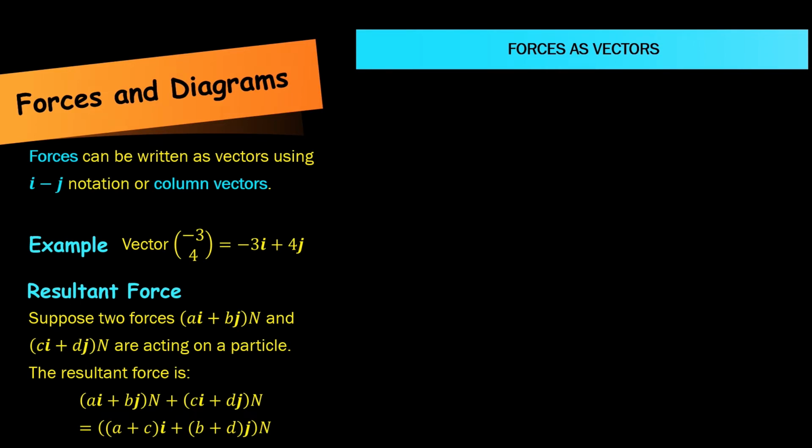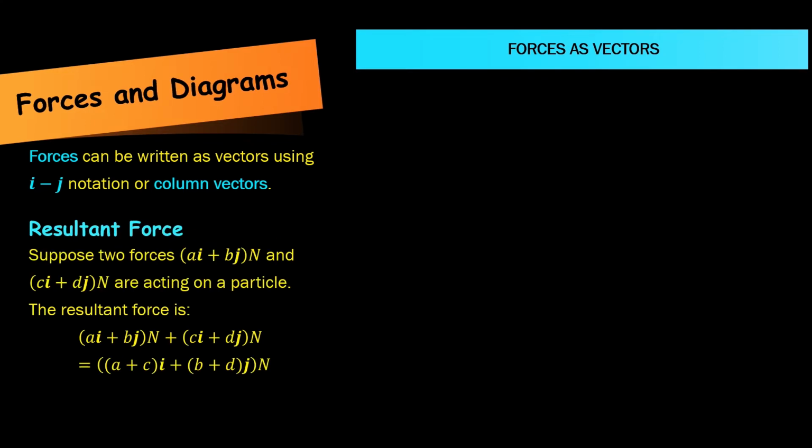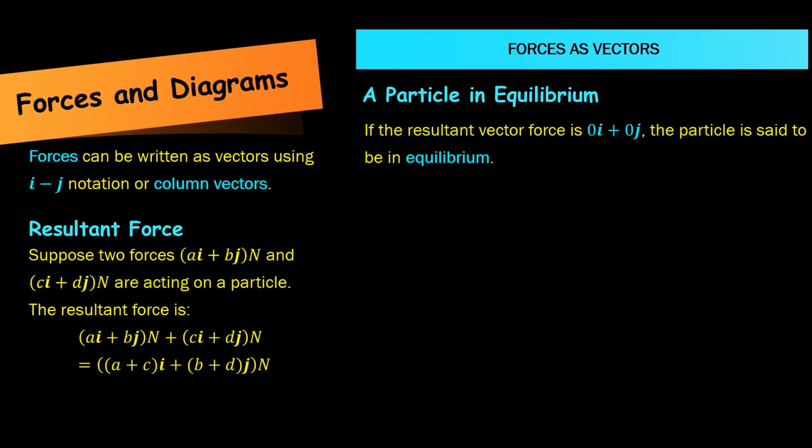As shown, we can group the i's together to give (a + c)i and group the j's together to give (b + d)j. If the resultant vector force is 0i + 0j, the particle is said to be in equilibrium.